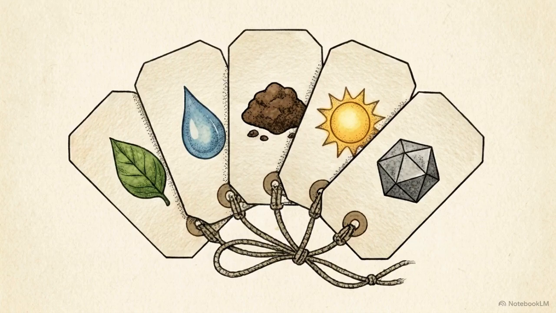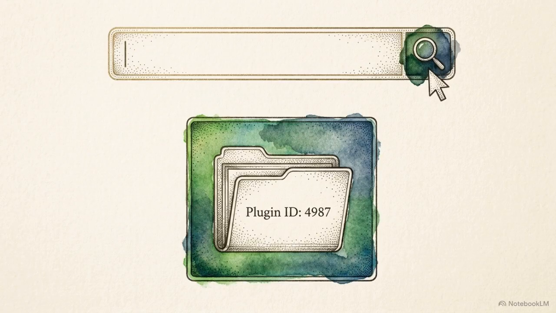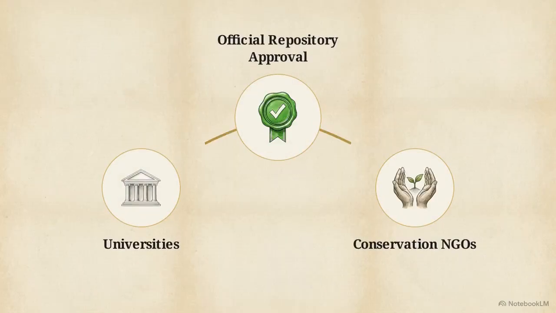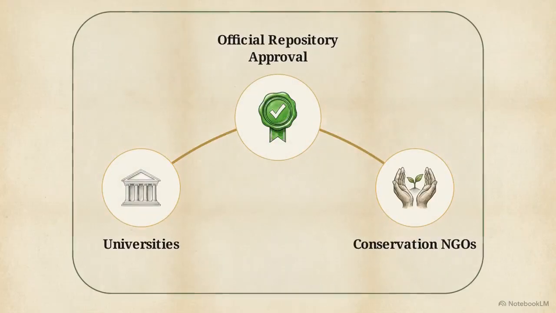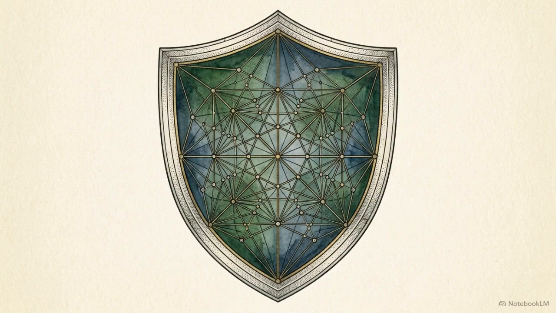The plugin is mapped to a specific set of metadata tags: soil, environmental, satellite, agriculture, NDVI, and carbon credits, indexing it instantly for institutional researchers searching the repository. The official repository approval signals to universities and conservation NGOs that the core architecture has been vetted by third parties and is safe for institutional deployment.